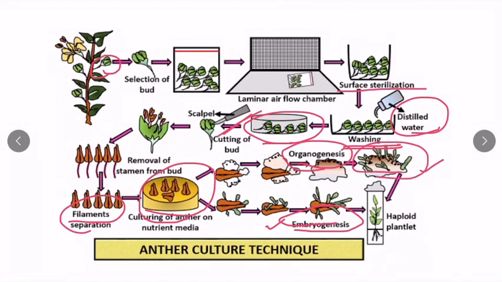After shoots are formed, they are transferred into another medium containing the root-inducing hormone, so that roots are formed on the shoots, and we get the haploid plants. And in the case of embryogenesis, embryos are formed. These embryos go through induction, then embryo maturation, and later embryo germination. From the embryo germination we get the haploid plantlet. So from anther culture or pollen culture technique we get haploid plants.